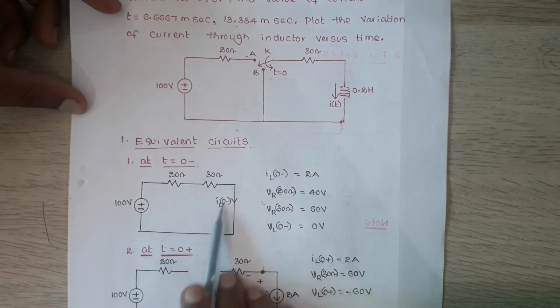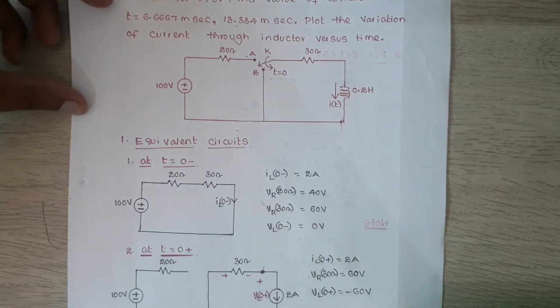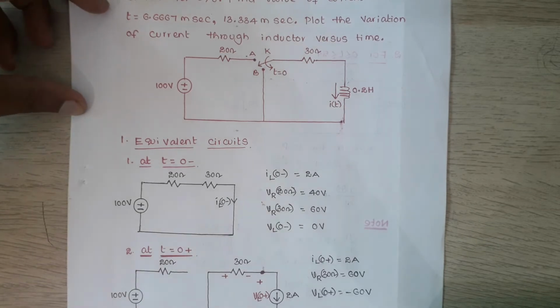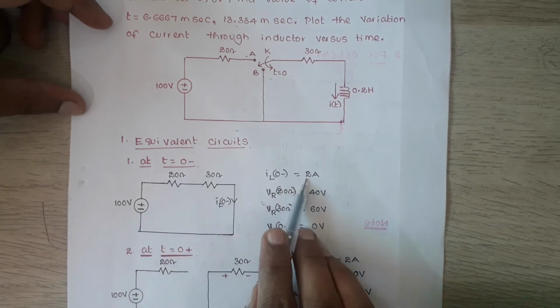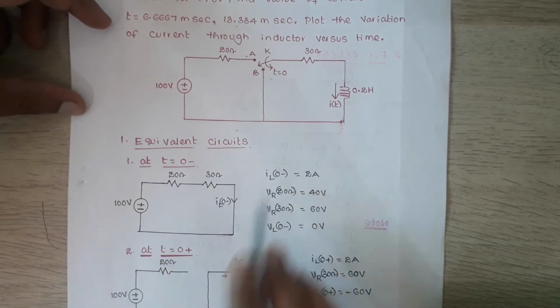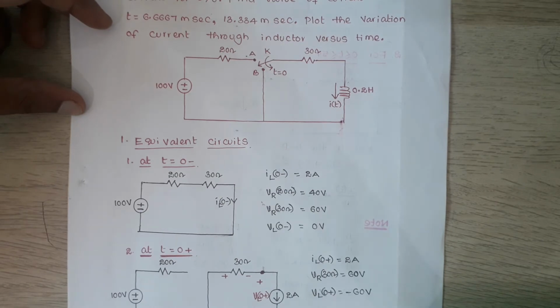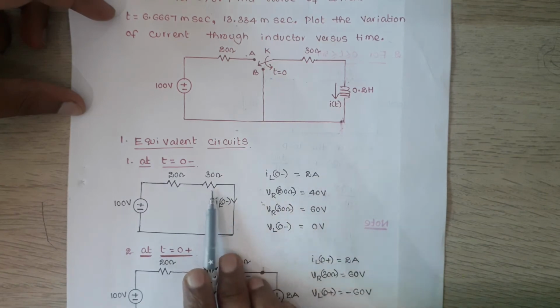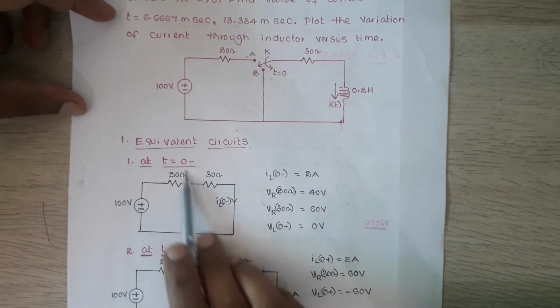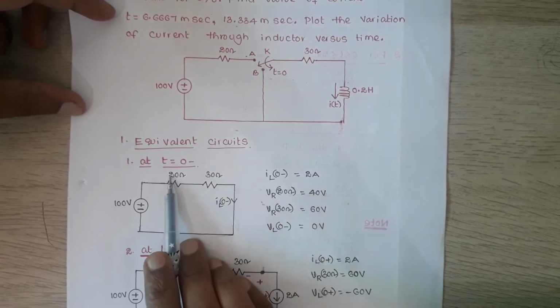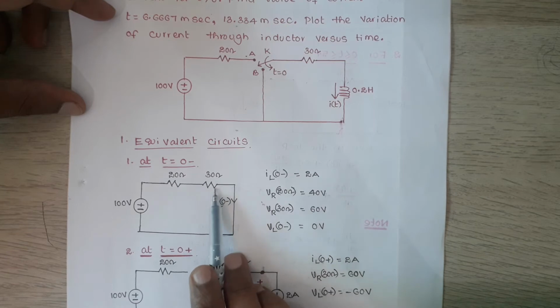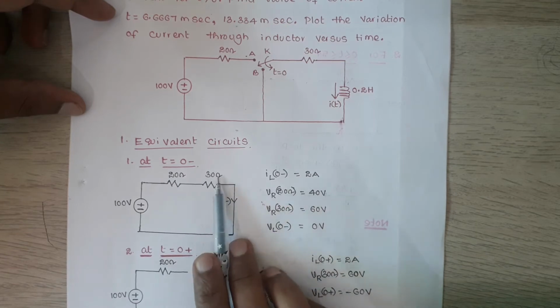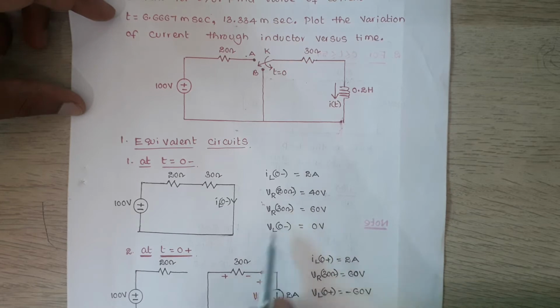Now what is the current flowing in the circuit? Because the circuit is at steady state at t equal to 0 minus, the current in the circuit is 100 by 50, which is 2 amperes. IL of 0 minus equals 2 amperes. What is the voltage across the 20 ohm resistor? 2 into 20 is 40 volts. The voltage across the 30 ohm resistor is 30 into 2, which is 60 volts. The voltage across the inductor is 0 volts.